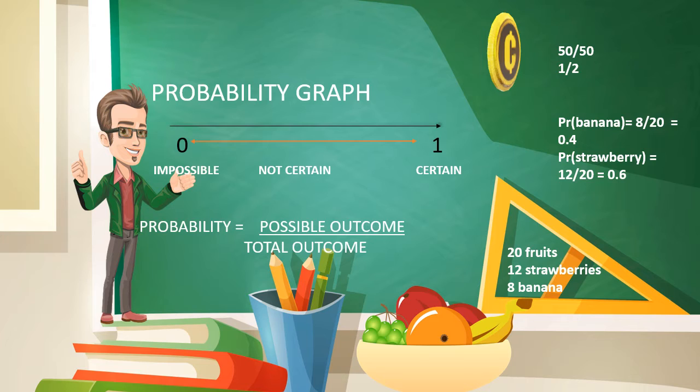0.6. And as we can all see, it is more likely to pick a strawberry than a banana if you were picking at random, because the strawberry on the probability graph is much closer to 1 than banana, which is 0.4, which is much closer to 0. And this actually makes sense, because the strawberries are more than the bananas in the box.